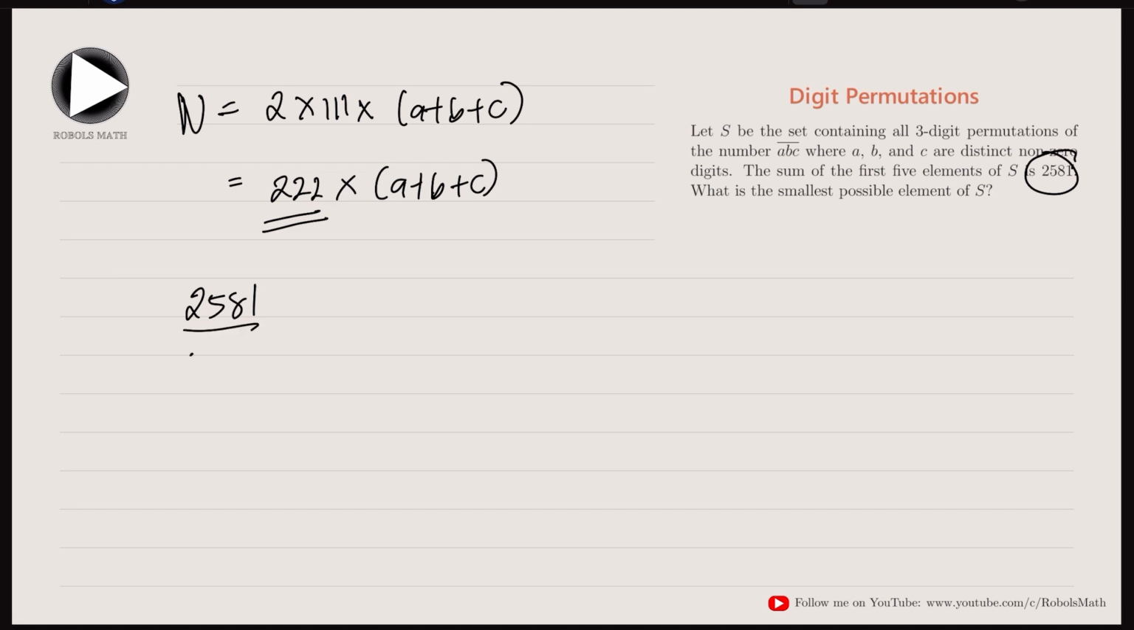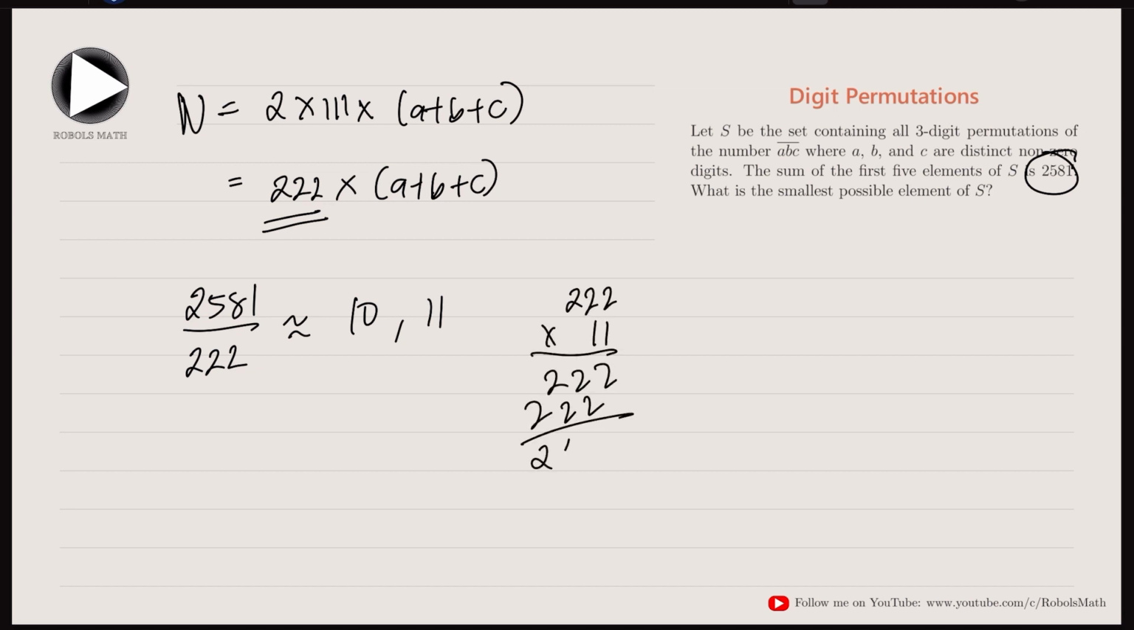And we can do that by looking at the quotient of 2581 and 222. If you're doing this by hand, you just have to estimate. The closest estimate I can think of in mind is maybe 10 or 11. So let's say maybe 11. 222 times 11 is 2442, which is less than 2581. So that's definitely not what we want.